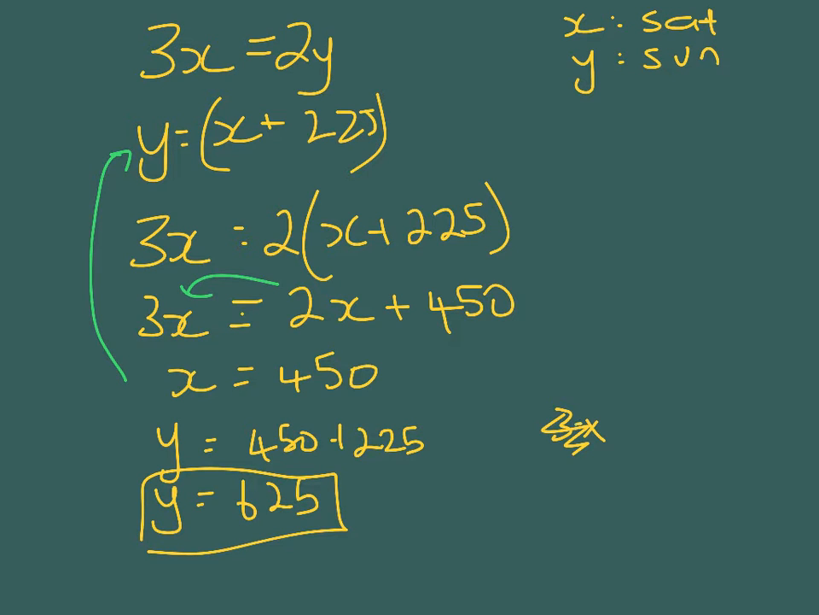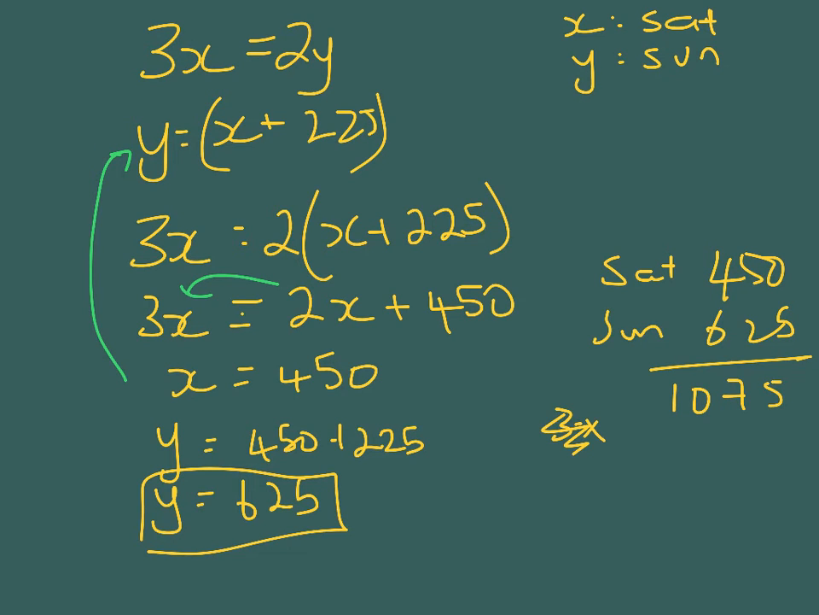The next part says there are $800 worth of costs. What was the total profit? Well, on Saturday we made $450. On Sunday we made $625. So that's $1,075. Then there were $800 in costs. So therefore the total profit was $275.